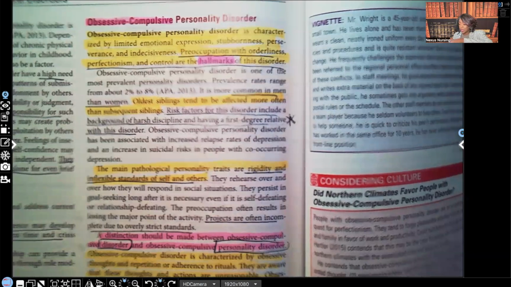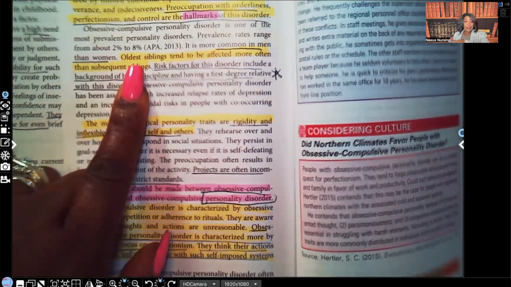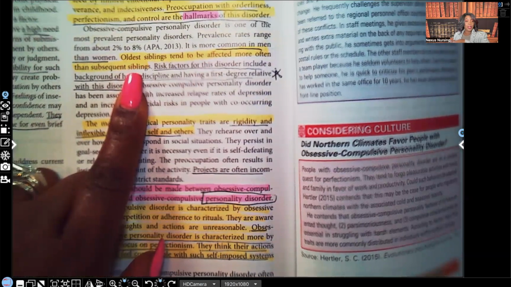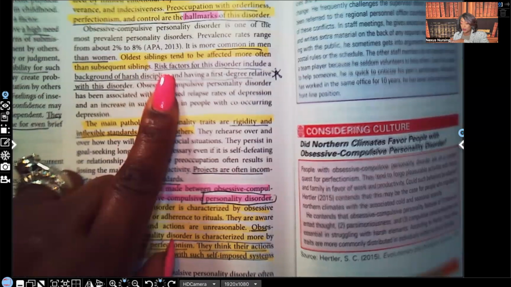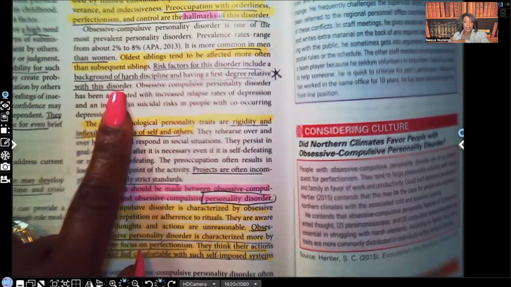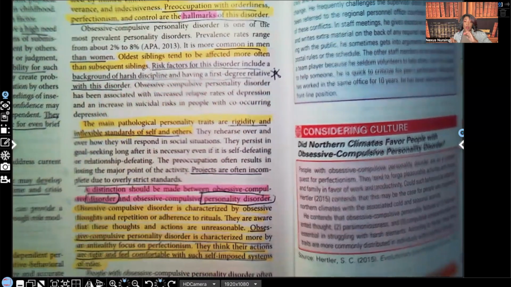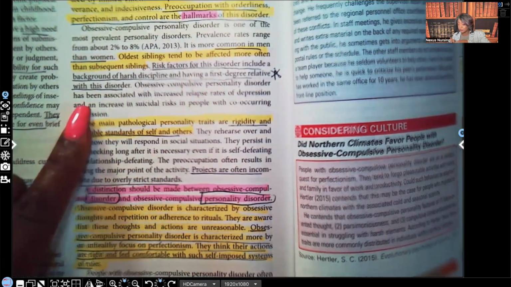Let's keep moving on. This is seen more commonly in men than in women. Look at this. Oldest siblings tend to be affected more than the subsequent siblings. That's interesting. Risk factors for this disorder include a background of harsh discipline and having a first-degree relative with this disorder. And I put a star next to that because across the board, guys, when it comes to psych, 99% of these disorders always have a very strong genetic link. And so you're expected to know that.